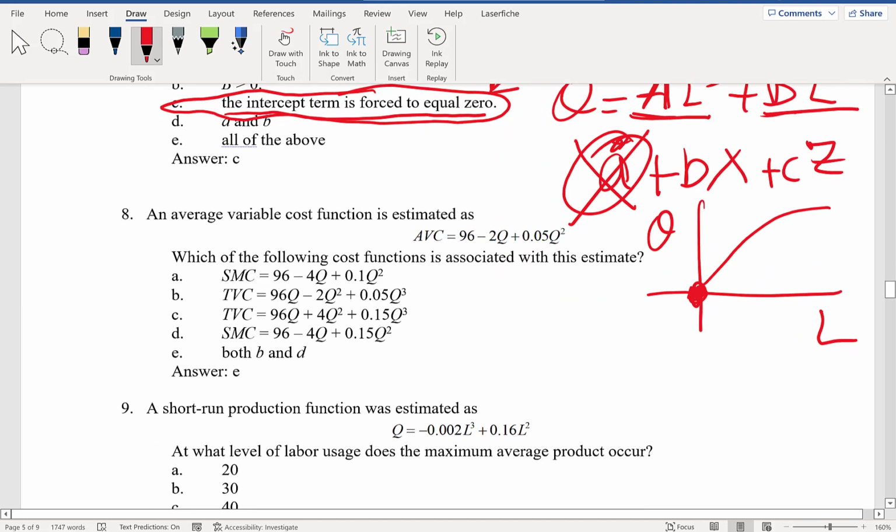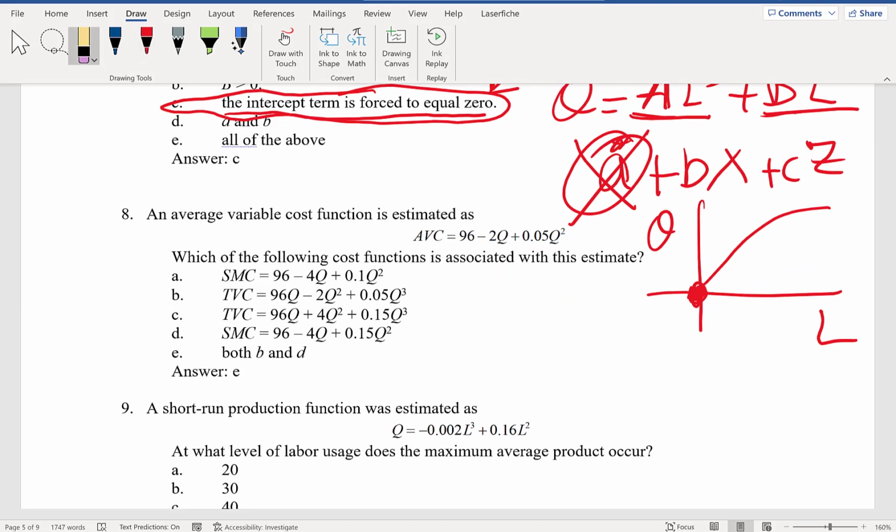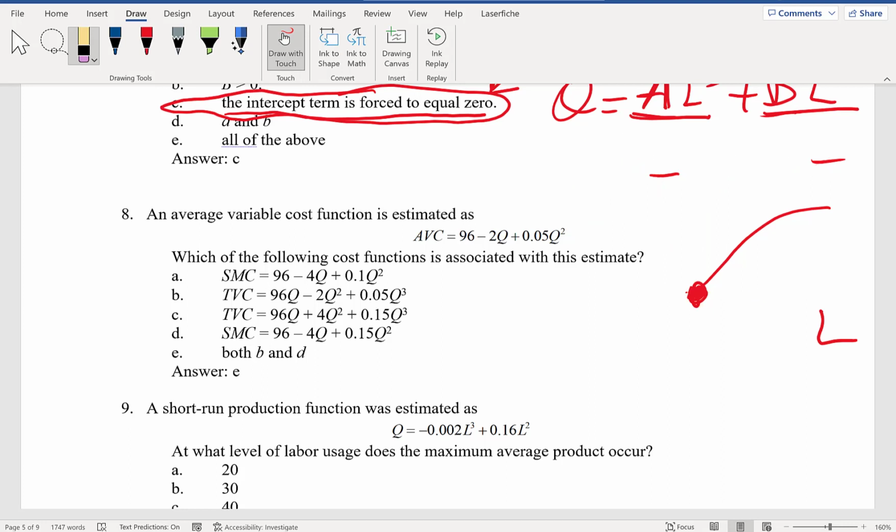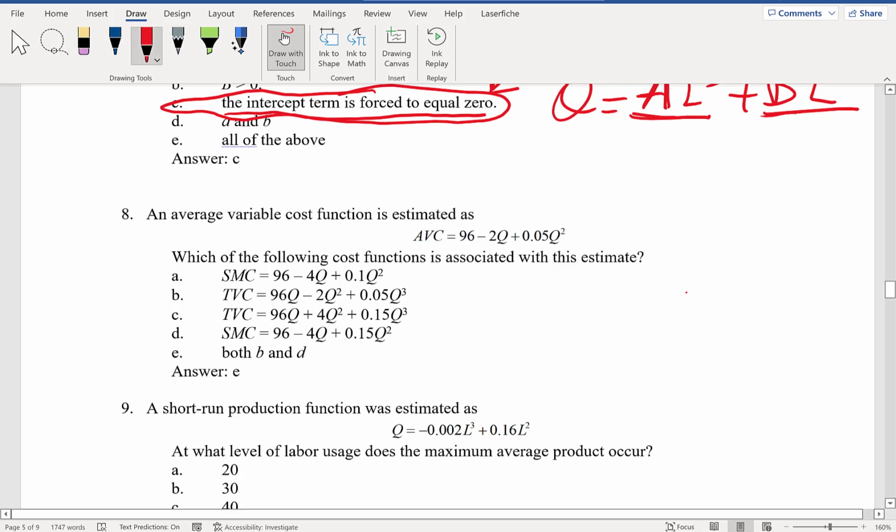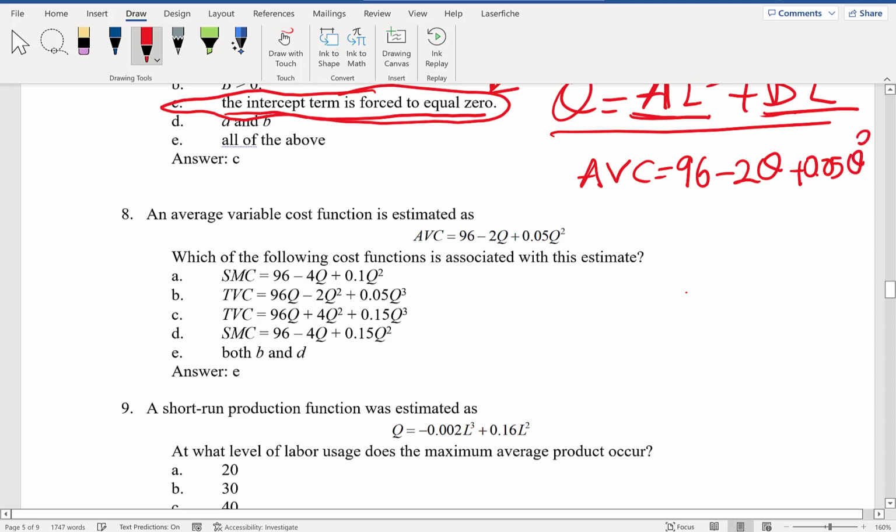Next question. Oh, this is a fun question. Question number 8. An average variable cost is given. Cool. Now we are in the cost curves, okay? And we are also doing cubic cost function. Total cost is going to be cubic. Average variable cost is given. Okay, I'm going to write it down. 96 minus 2q plus 0.05q raised to the power 2. Perfect. Which of the following cost functions is associated with this estimate?